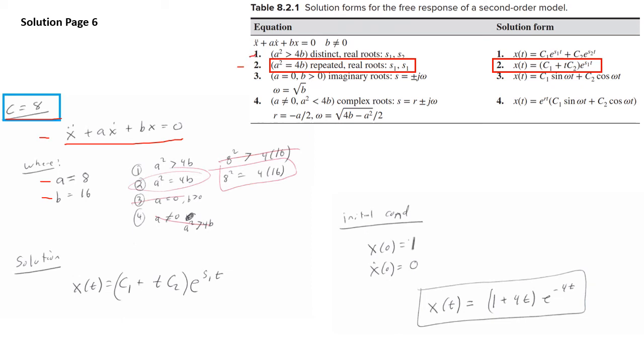Our second case here is a squared equal to 4b. Yes, it is: 8 squared is 4 times 16, that's the case. a is not equal to 0, and our a squared is not greater than 4b. So the case that we're dealing with is number 2 here.